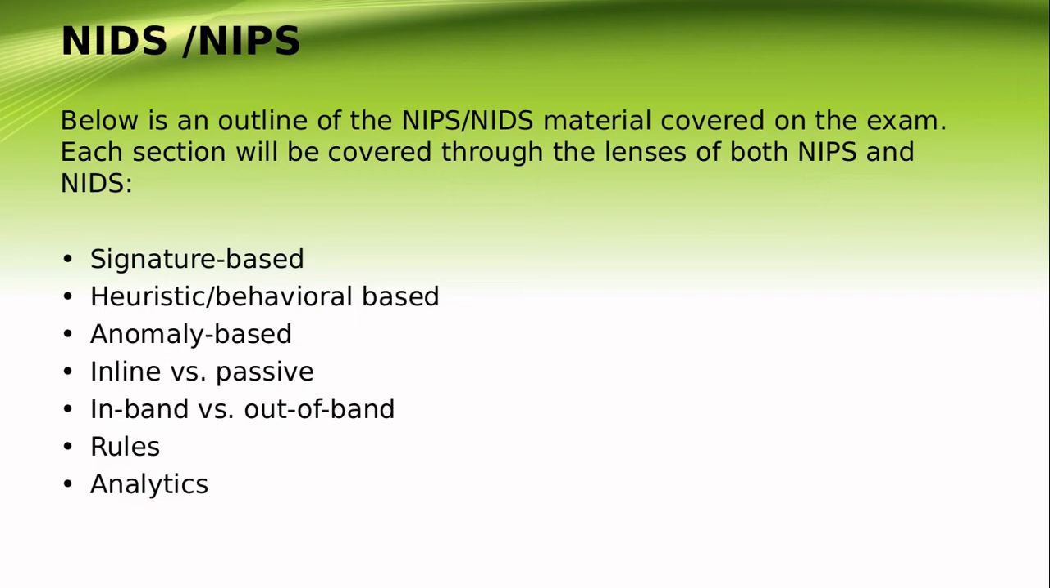NIDS, on the other hand, is a passive network security solution. It may sit on the inner network side of a firewall, on the DMZ or the WAN side, but placement on either the DMZ or inner network is preferable. That will make less noise.